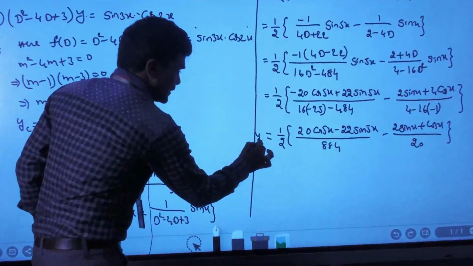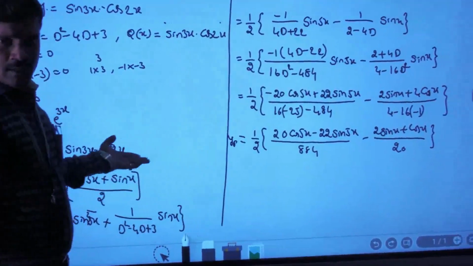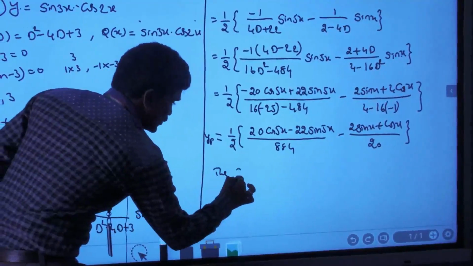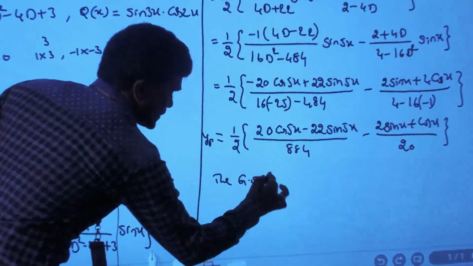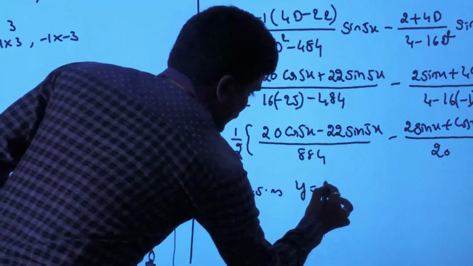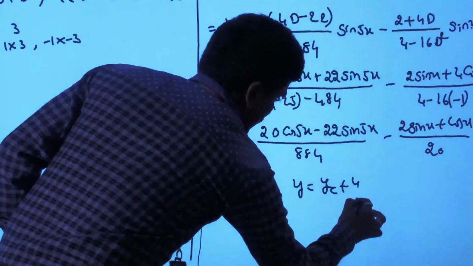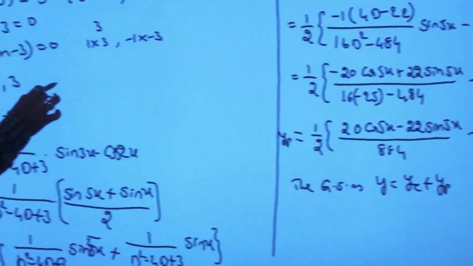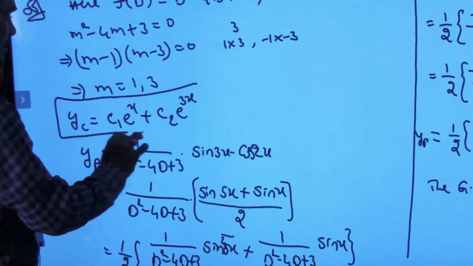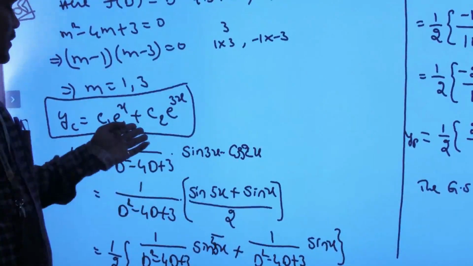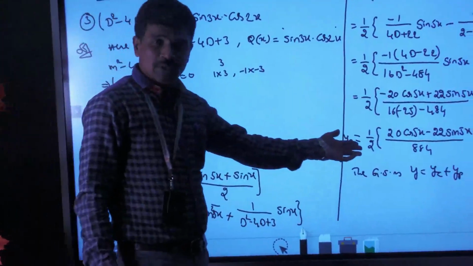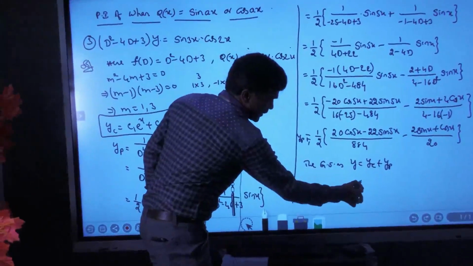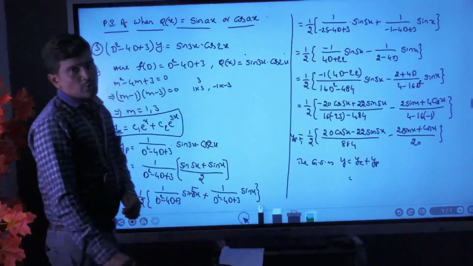So yp is, therefore finally write the general solution. What is the general solution? The general solution is y is equal to yc plus yp. Right, what is yc here? Yc is c1 e power x plus c2 e power 3x, and the particular integration yp is this one. So writing this we get the required solution.